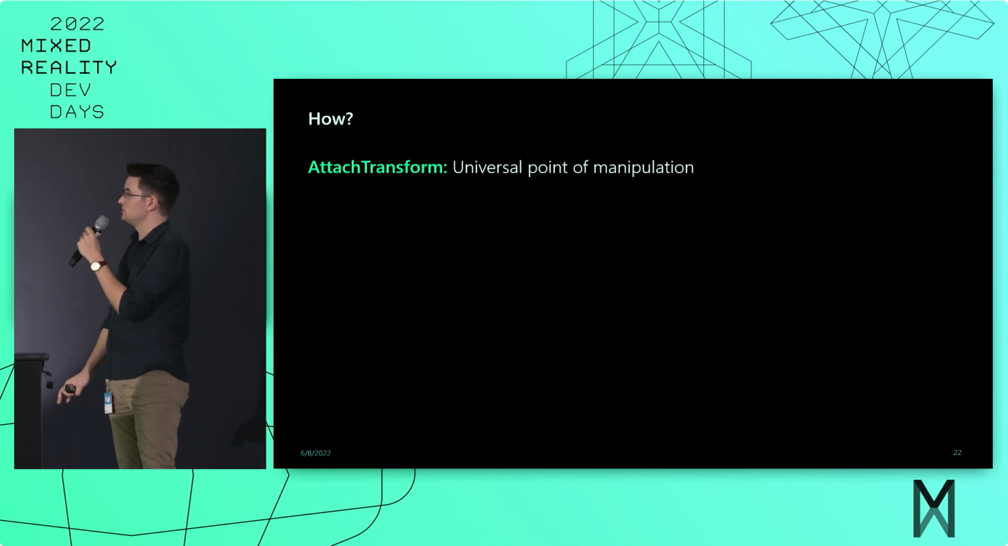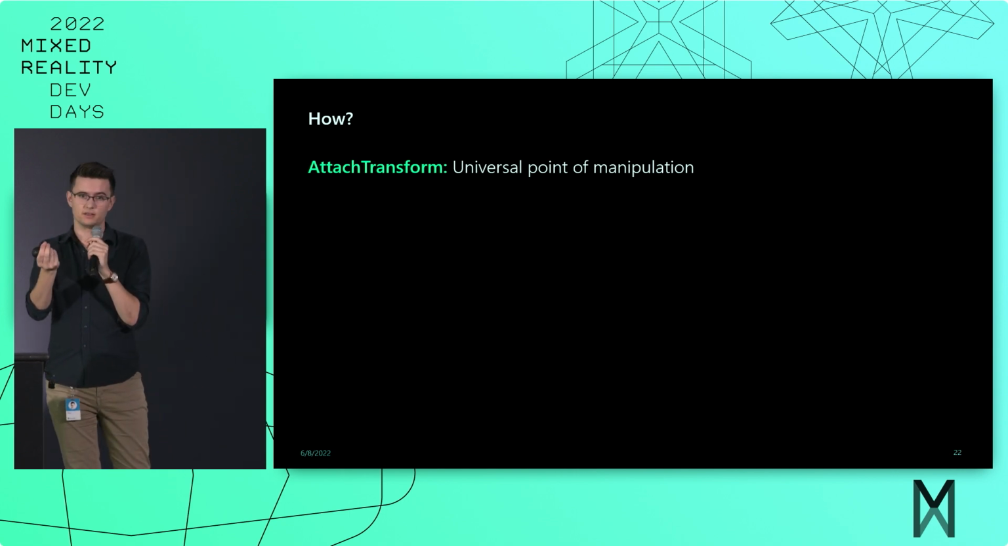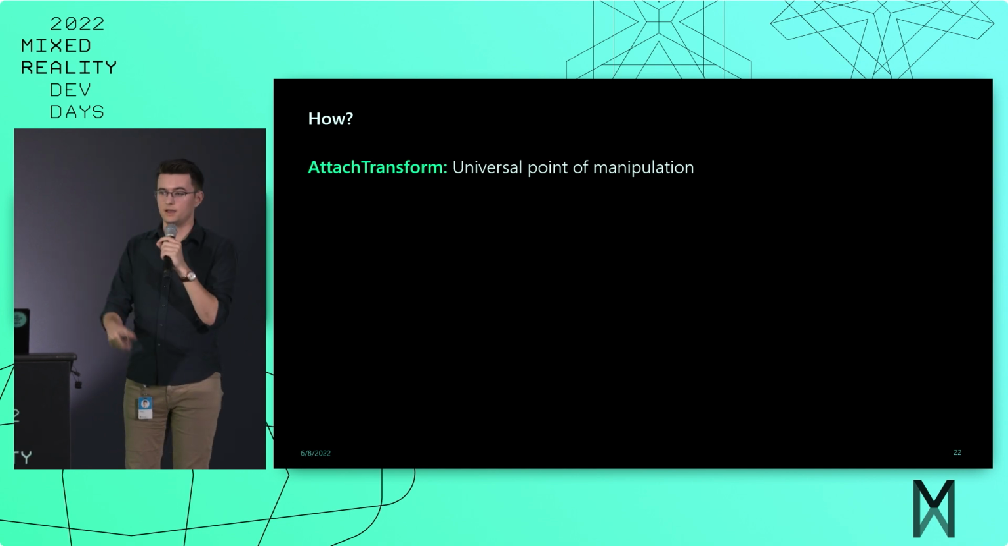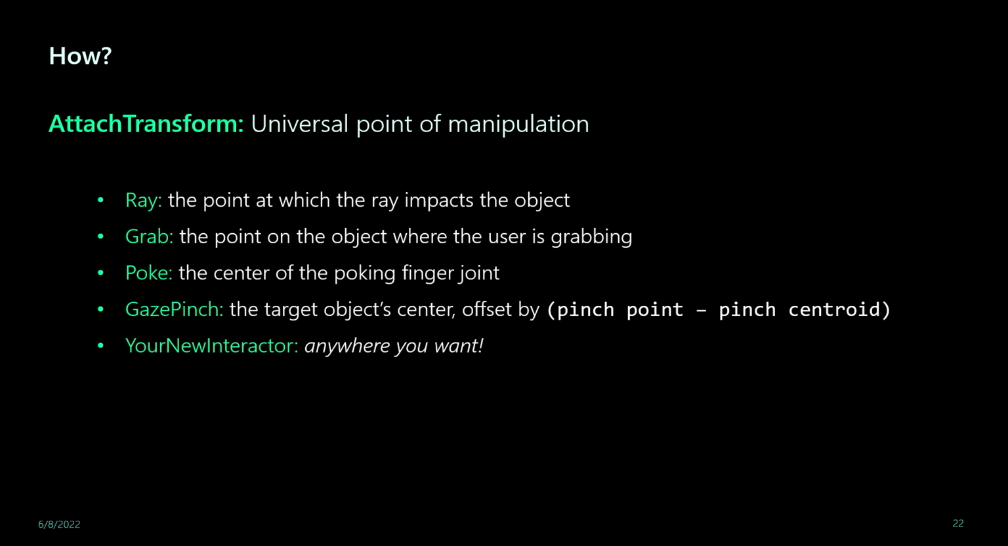I like to call it the universal point of manipulation, because it's an abstract anchor point that can be used for anything, really. On a ray, for instance, the attach transform is the point at which the ray impacts the object. When you're grabbing something, it's the point on the object where the user actually initiates the grab. On a poke, it's the center of that poking finger joint. We also expose a poke radius as well. A gaze pinch is a bit more complicated. The interactor computes this interesting offset by the centroid of the pinch, but it's still just an attach transform.